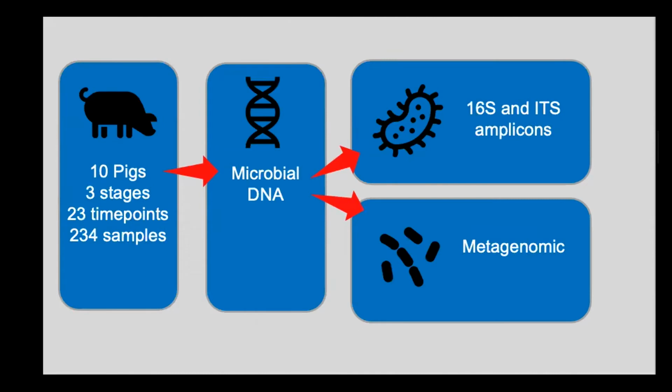How did we do this? So we started with 10 pigs, and we followed these 10 pigs throughout the 3 stages of growth, from pre-weaning to nursery to the adult growth. Altogether, among the 3 stages, we collected 23 time points with a total of 234 samples. We extracted the microbial DNA from the fecal samples, and from there we looked at the microbiome in terms of the taxa using 16S and ITS marker genes, and using shotgun metagenomics to look at the function.